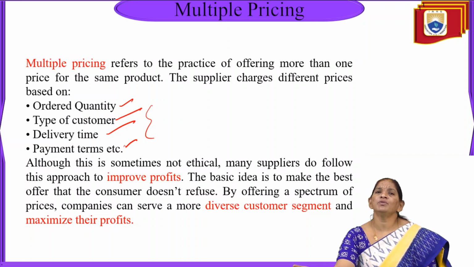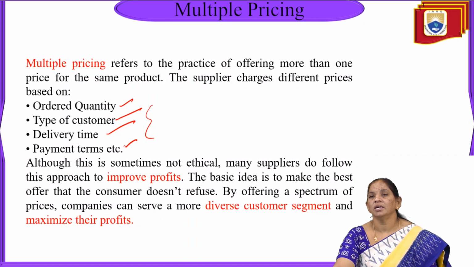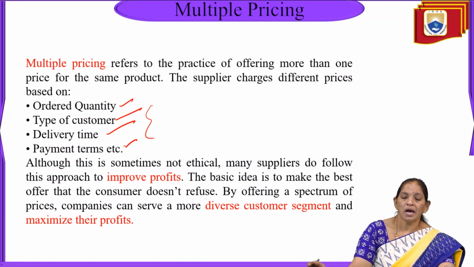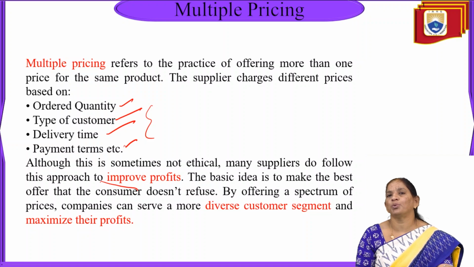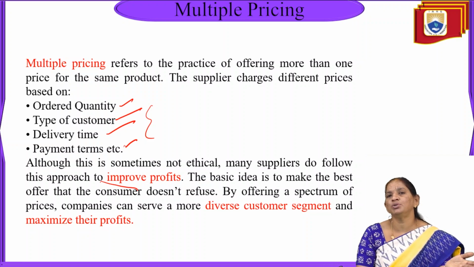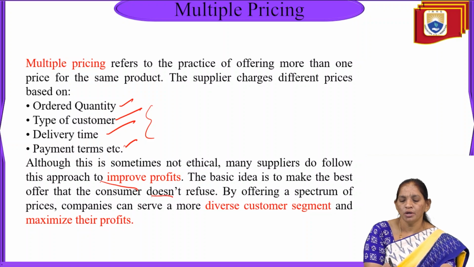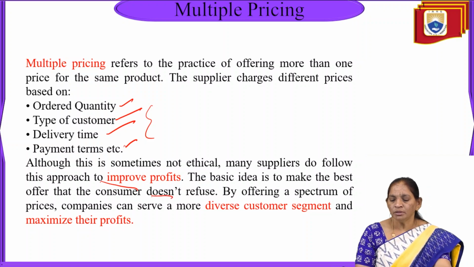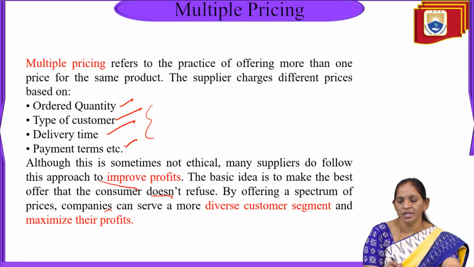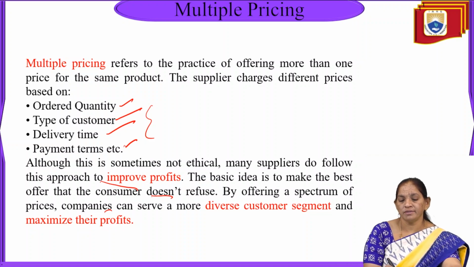Some viewers say that charging a different price for a single product is not at all ethical. But many suppliers follow this in order to improve their profits. Why? Because when we are serving them at an odd time or odd venture, they want to charge more and get improved profits. The basic idea is to make the best offer to the consumer who doesn't refuse. By offering a spectrum of prices, a company can serve a more diverse consumer segment and also maximize their profits.